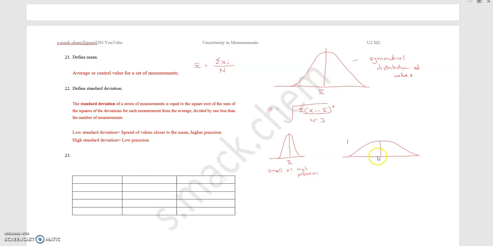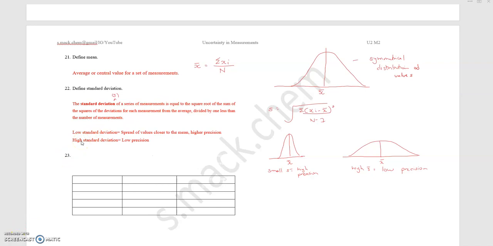Where we have a flattened curve, that is, our experimental values are spread apart around the mean. We have a high standard deviation. And this high standard deviation will indicate that there is a lot of experimental error or random error, such that we have a low precision in our experiment because of the lack of closeness between our experimental values.